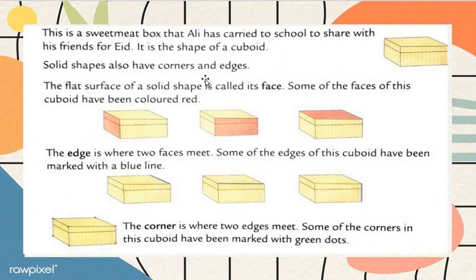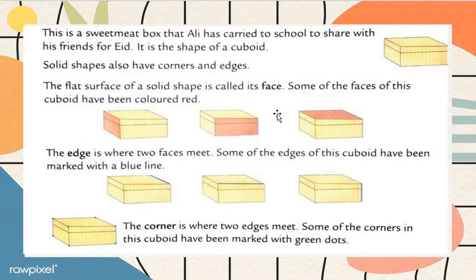Okay, now again I repeat here, this is a sweet meat box that Ali has carried to school to share with his friend for Eid. It is the shape of a cuboid. Solid shapes also have a corner and an edge. The flat surface of the solid shape is called its face. Some of the faces of this cuboid have been colored red. See this here. This side is red, this front side is red, this back side is red, and here the top side, the upper side of the box, is red. Shaded by a red color.